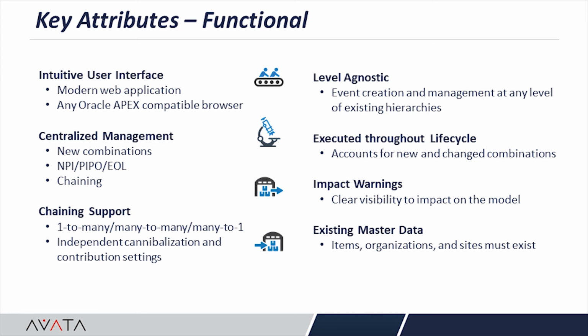Chaining support. Although we have discussed the various supported event types, I just want to clarify DLM supports sources and targets with many-to-many, many-to-one, and one-to-many relationships. This means two sources could be combined to introduce a single new target, or a simple A to B, or even an A to a B and a C.